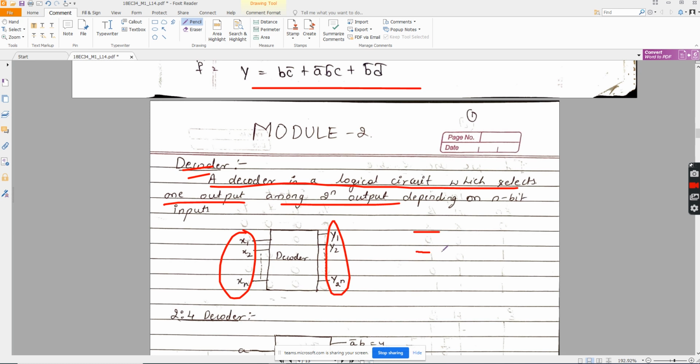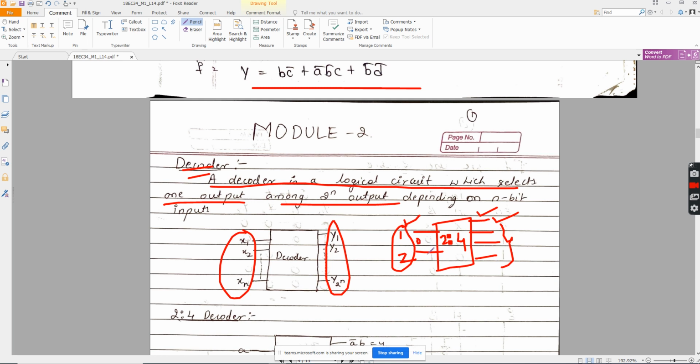So for example, if I had a decoder here with 2 inputs, say input 1, input 2, then the output will be 4. So this decoder is called a 2:4 decoder, because it has 2 inputs and 4 outputs. A decoder is a logical circuit which, depending on the input which I give, selects one output among the 4 outputs available, depending on the combination of the inputs.